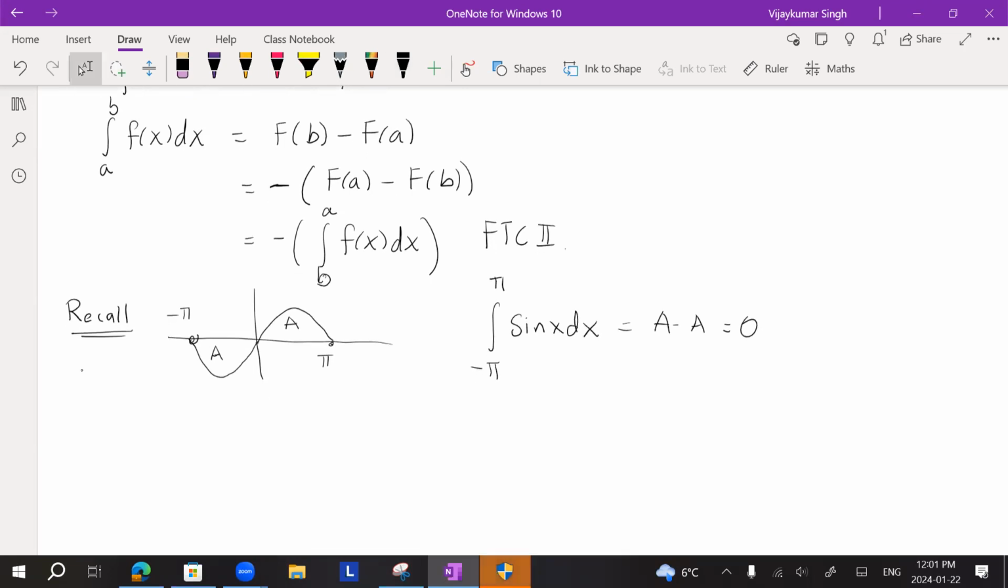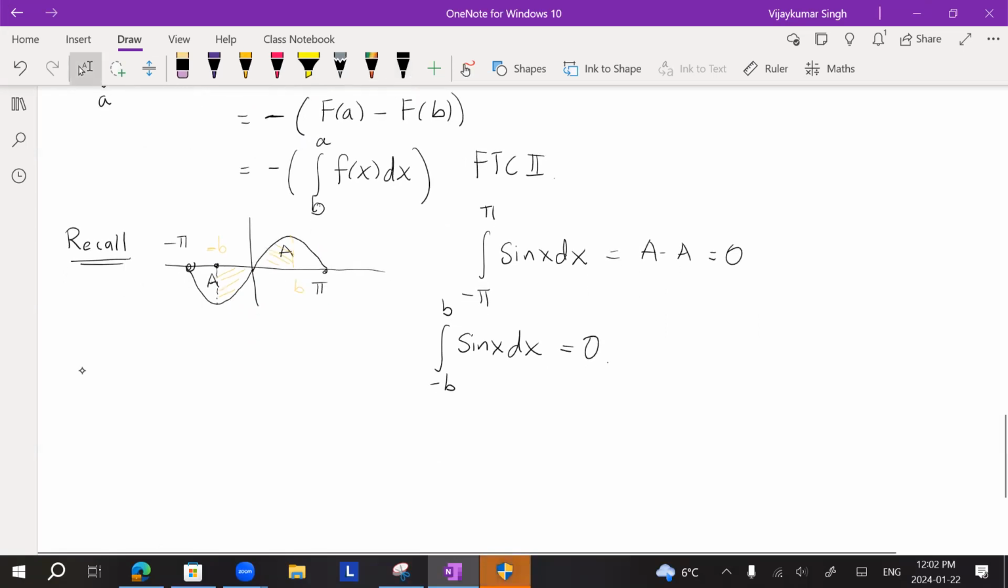So sine x is an odd function, and you see that when you integrate from minus pi to pi of sine x dx, it's going to be a minus a, which is 0. Not only that, if you take any value, say minus b, and compute the integral from minus b to b of sine x dx, it's always going to be 0.